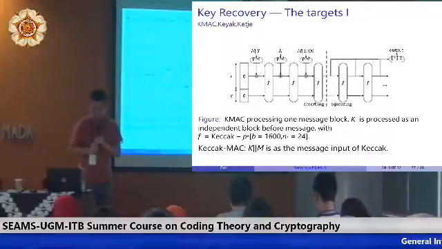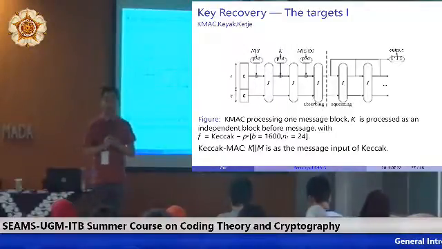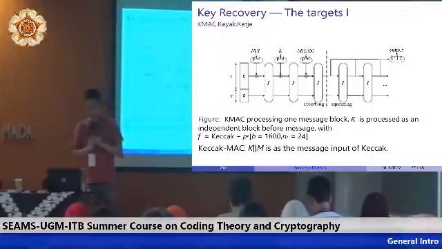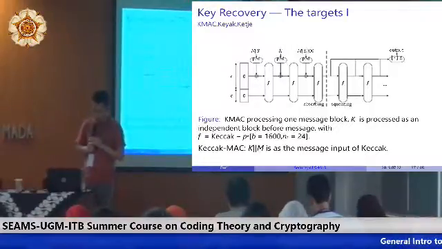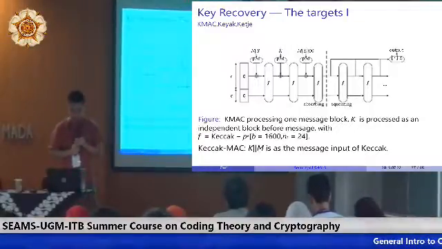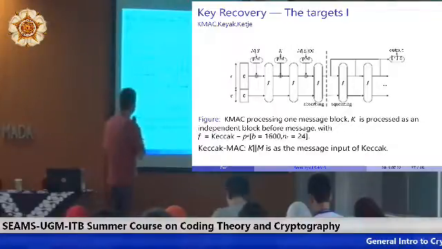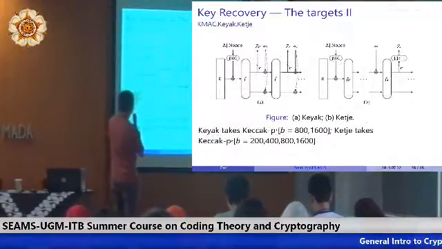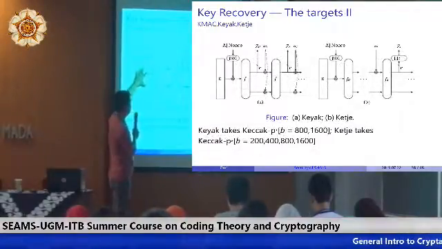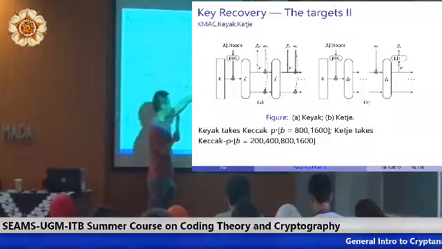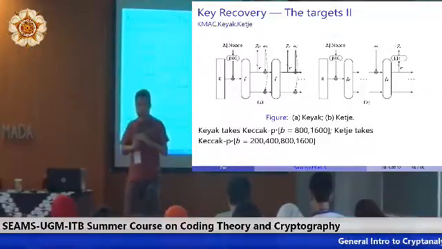And there are also other constructions for authenticated encryption called KYAC and KJ. It's keyed in similar ways. Instead of keying the first R bits, actually here key is inserted to the whole state, and here as well. So that's the difference.